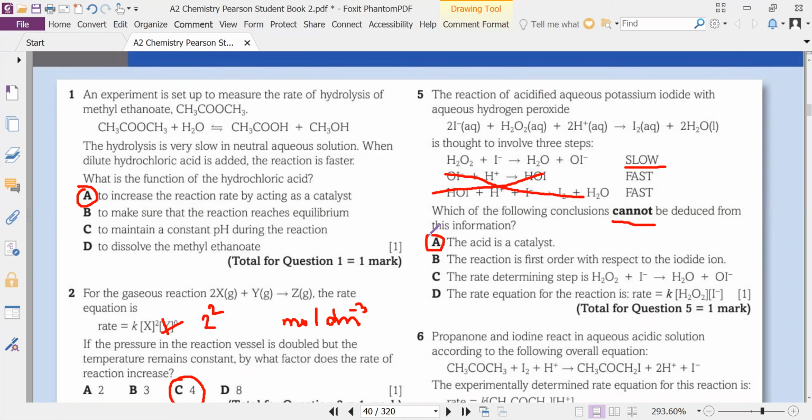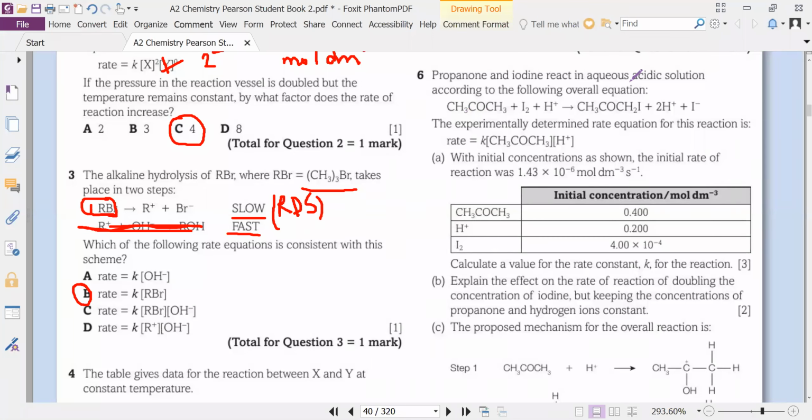Students are responding well. Number 6: propanone and iodine react in aqueous acidic solution according to the following overall equation. We have seen this equation when we showed you how to quench the reaction mixture and titrate to get the rate of reaction. Can you remember the iodometric titration we showed you? Yes, sir. Okay, fine. The experimentally determined rate equation for the reaction is this. With initial concentrations as shown, the initial rate of reaction was 1.43 × 10⁻⁶ mol per dm³ per second.